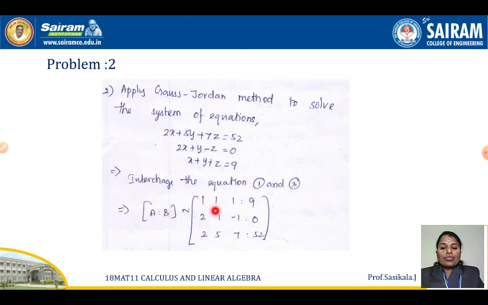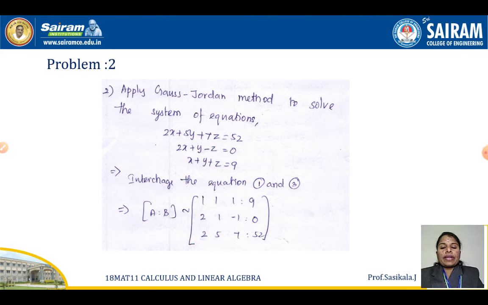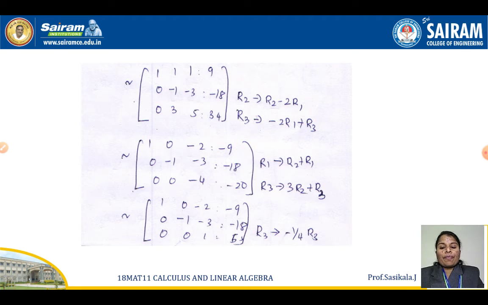So 2, 2, 2, 18. So what is that? 2 minus 2 will be 0, 5 minus 2 will be 3, 7 minus 2 will be, what is that? It will be a 5, and then next one 52 minus 18 will be 34. That was written 0, 3, 0, 3, 5, 34.